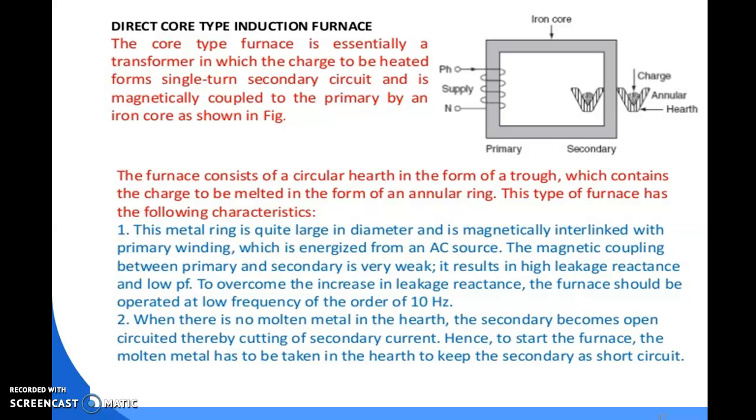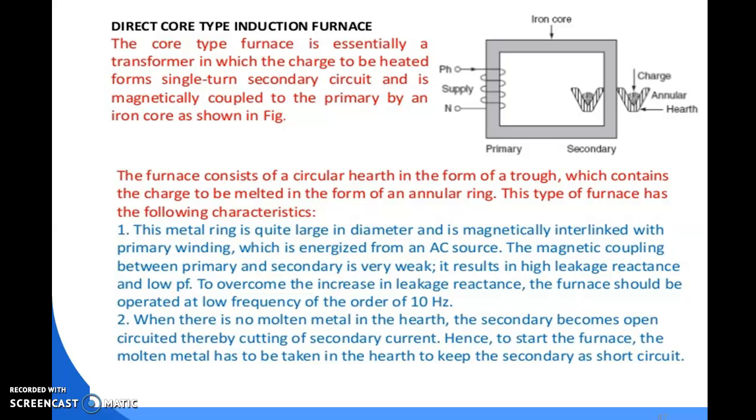So back to the theory. Direct core type induction furnace. The core type furnace is essentially a transformer in which the charge is to be heated. Your point is you have to heat the charge. It is your main point. It forms a single-turn secondary circuit. It is magnetically coupled to the primary by an iron core. A magnetic iron core is present, which is magnetically coupled with both primary and secondary.